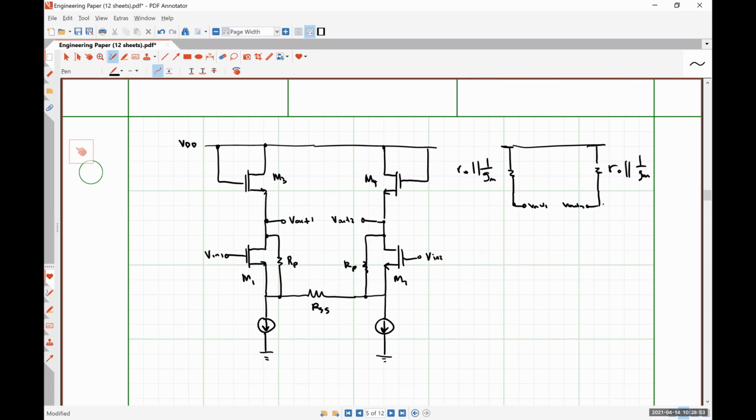We have that resistance RSS there. What's going on with it? Split it in half. So RSS over 2, combining our tail currents to be one. RSS over 2.